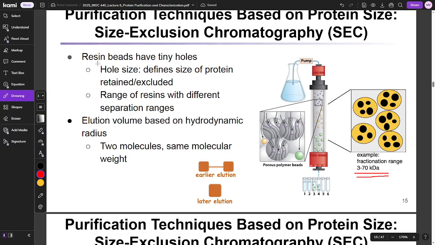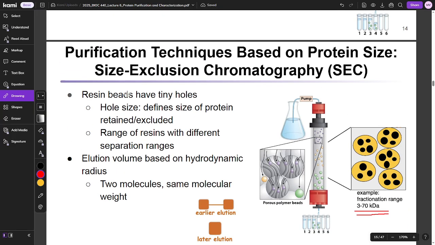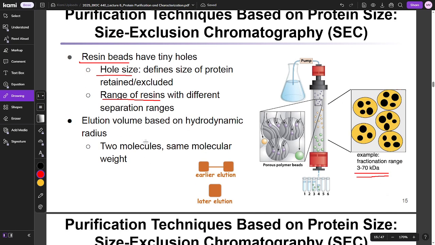Yeah, I mean this is also true. I don't know how important the rest of this is. We already talked about this. The hole size, of course, this makes sense, defines the size of the protein. If the hole is bigger, then the larger proteins will get stuck more often. And yeah, there are different types of resin. But other than that, I don't think the rest of this is that important.